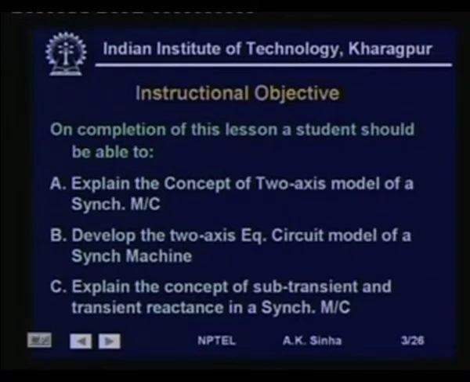On completion of this lesson, you should be able to explain the concept of the 2-axis model of a synchronous machine, develop the 2-axis equivalent circuit model of a synchronous machine, and explain the concept of subtransient and transient reactance in a synchronous machine.